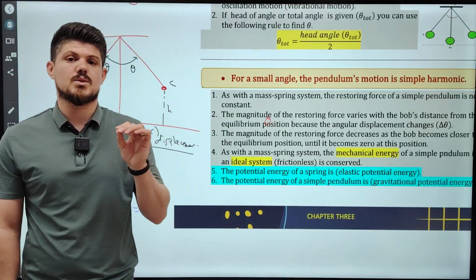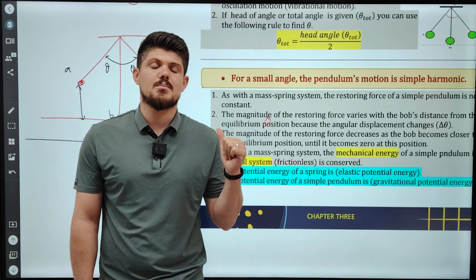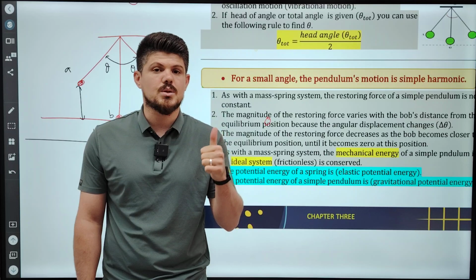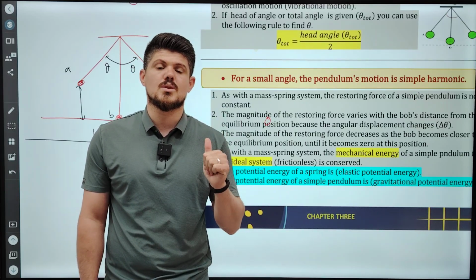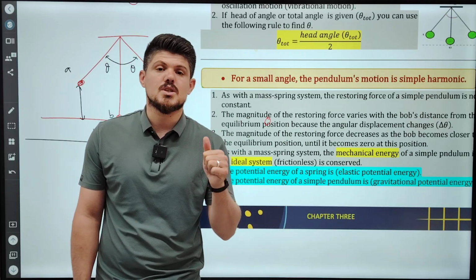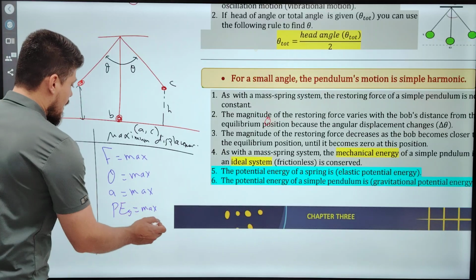Okay, let me ask you a question. What is the type of potential energy that is stored in the mass spring system? Elastic potential energy. What is the type of potential energy that is stored in the simple pendulum at maximum displacement? Gravitational potential energy. This is very important, please. Okay, keep in your mind.